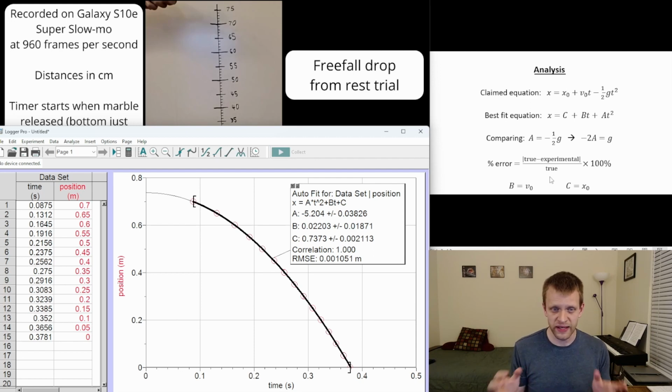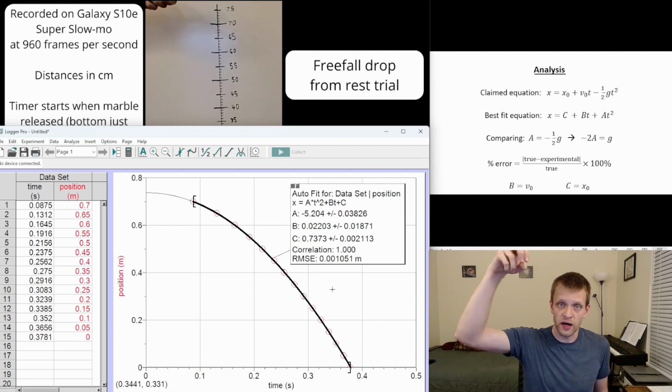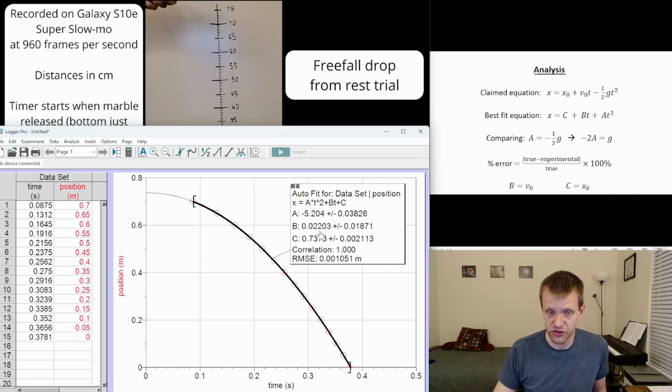So again, we've gone through a number of different cases of analyzing this data, of analyzing cases where marbles were launched in the air at different speeds, cases where I dropped the marble from rest or pretty close to rest, and it seems to match up with both the claim that this is our equation for constant acceleration motion, and that the value of g should be 9.8 meters per second squared in order to get the units for this case to work out.